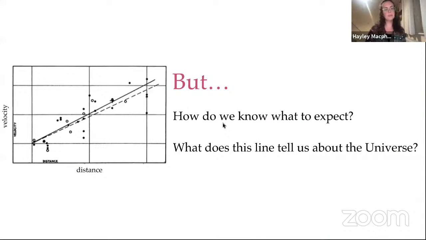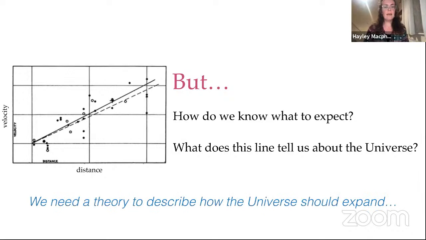How do we know what to expect? How steep should this line be? And what does the gradient of that line tell us about the universe? So what we need is a mathematical model to tell us how the universe should expand. So a model that can give us the equation of this line that we can then compare to our observations.